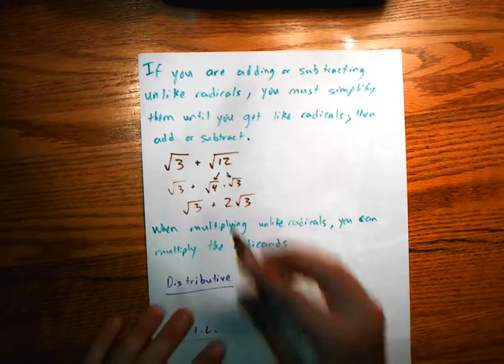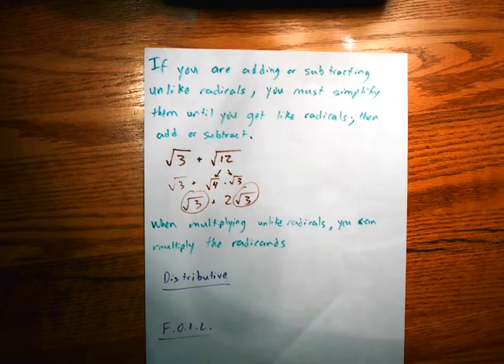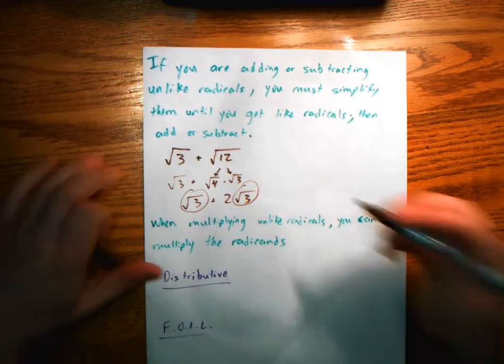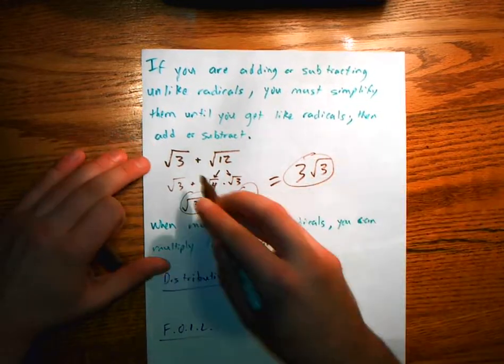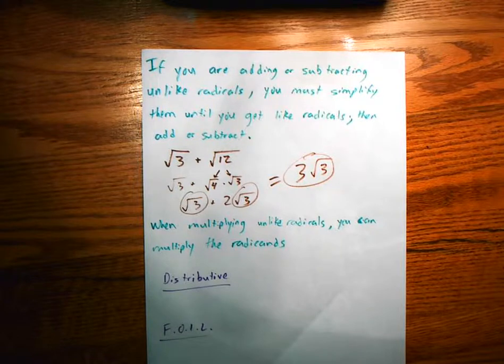So now we can add them together because we have like radicands, or like terms with the radicals. We have 1 square root of 3 plus 2 square roots of 3. That means in total we're going to have 3 square roots of 3. And that is how you add those two terms up together.